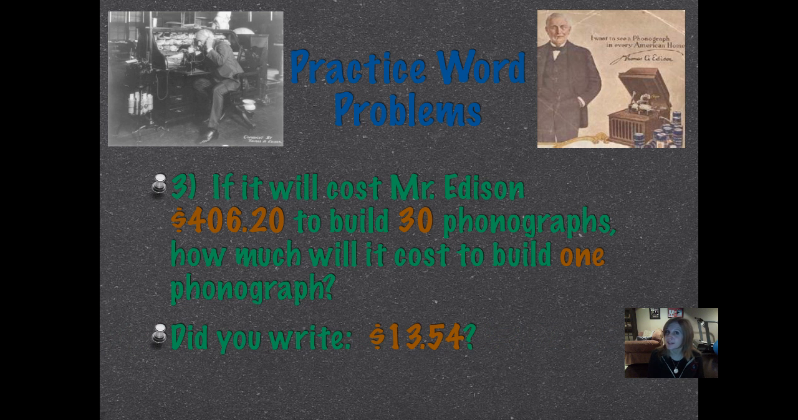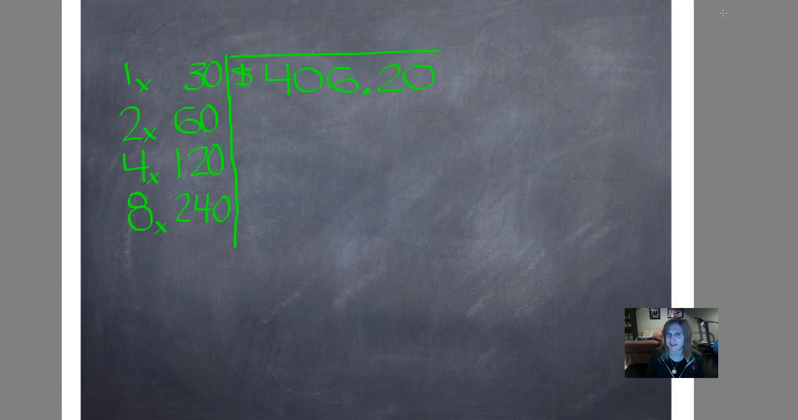Did you write $13.54? Let's see how we did that. So I do love how we can have problems that look like they're some big, scary division problems, but we can make it really easy using doubles division. Just be careful, check your doubling right now. Sometimes we have a tendency with 30 to go 30, 60, 90. Check to make sure that you went 30, 60, 120, 240. And I put our dollar sign in there because it is money, and I want us to remember that. We're dividing that up, and our final answer, quotient, will also be money.